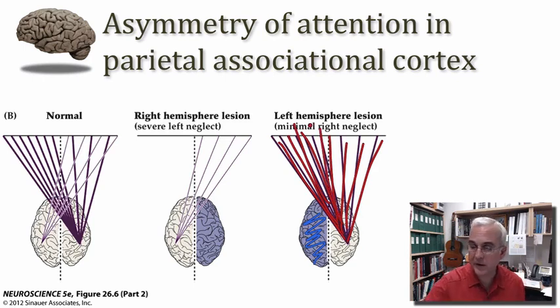Now, I've been emphasizing vision and visual field, but I want to make the point that hemineglect is not just about vision. It's not just about seeing the world on the outside. Patients with contralateral hemineglect may also fail to appreciate the significance of their own body parts that are on the left side of the midline.